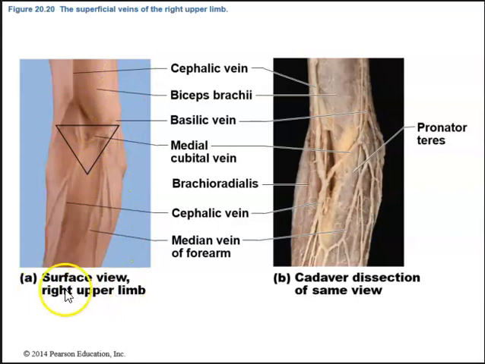So we can see a surface view of the right upper limb, and then a cadaver section, again, will have that median cubital vein within the cubital fossa, and then more laterally will be the cephalic vein, and more medially will be the basilic vein here. And that's the blood supply and the blood vessels of the thorax, the head, neck, and the upper limb.